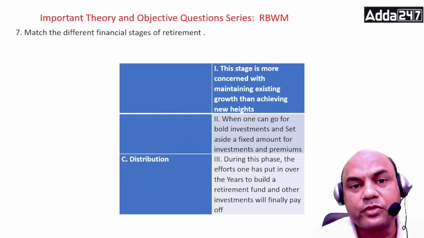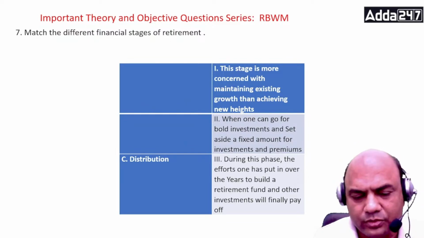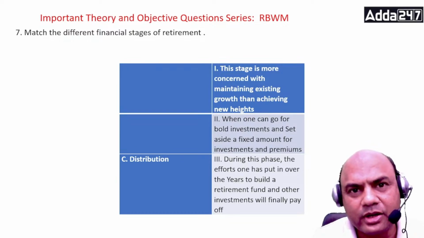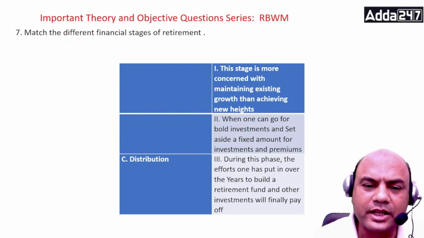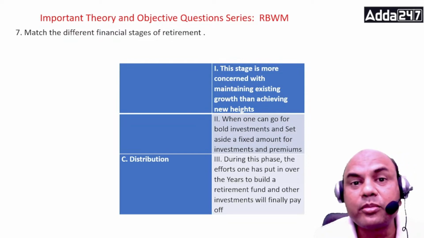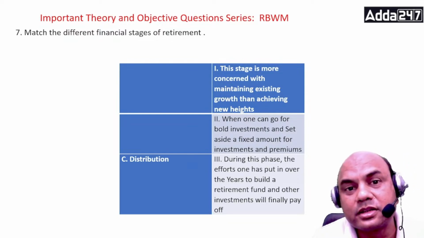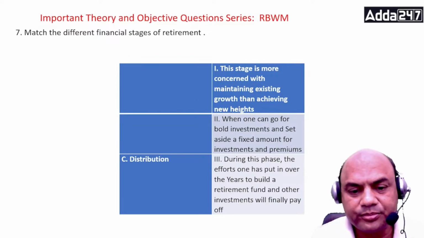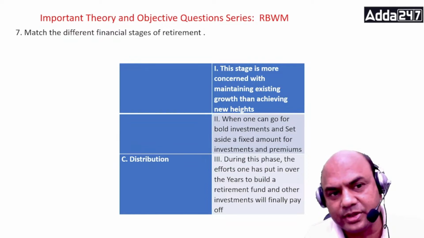Putting some corpus aside for the future generations. Means, of course, after you or anyone dies, this money will be here only, right? So you have to leave it, and leave it properly, so that your next generation doesn't fight with each other for the property. Okay. So that is the distribution phase. Got it?